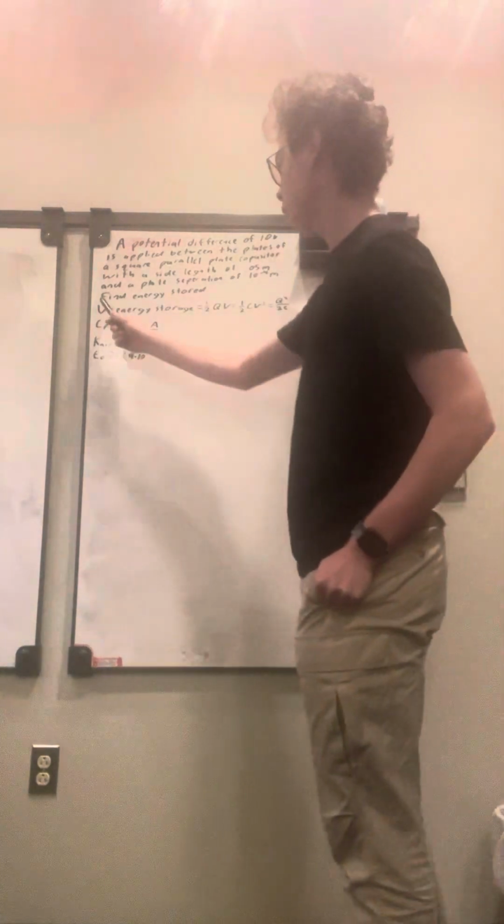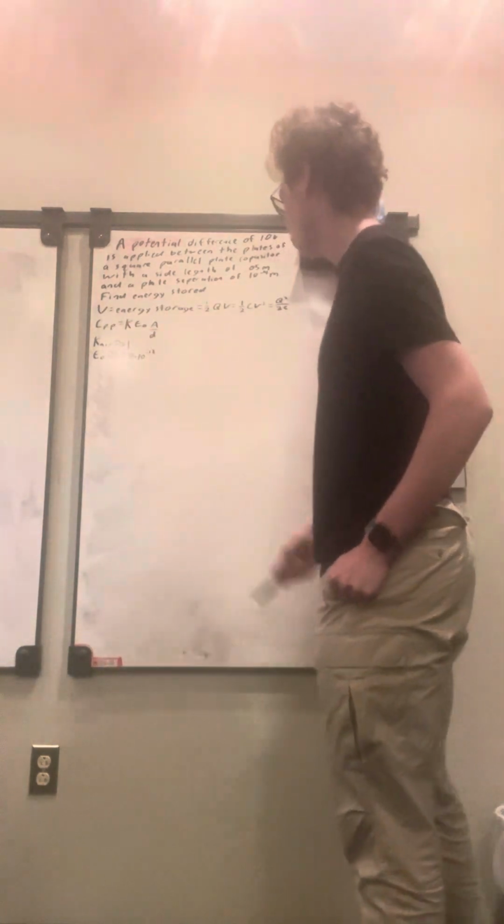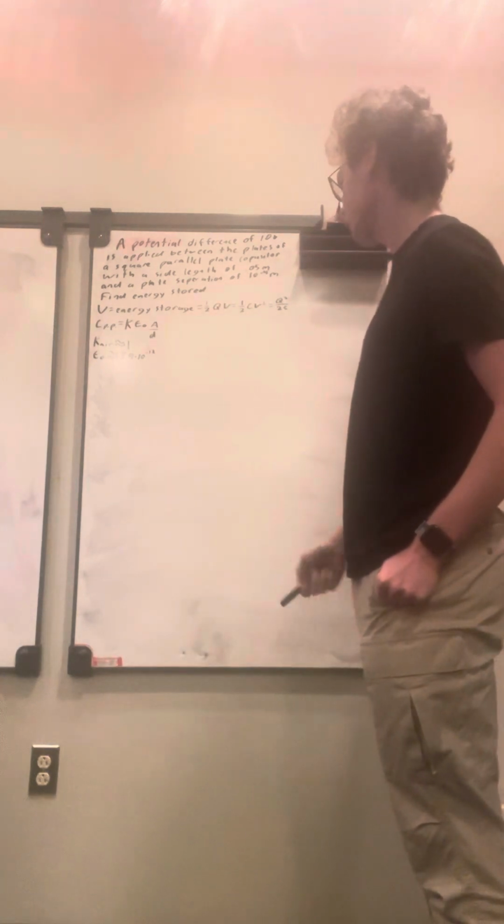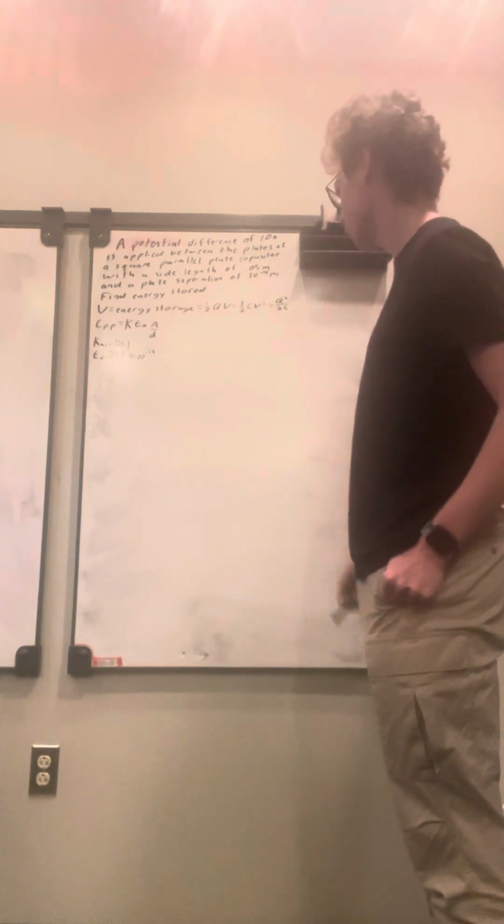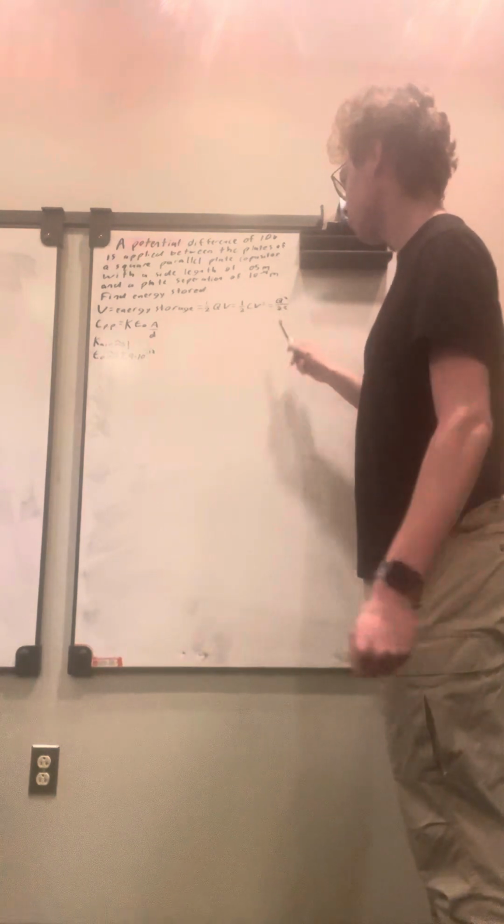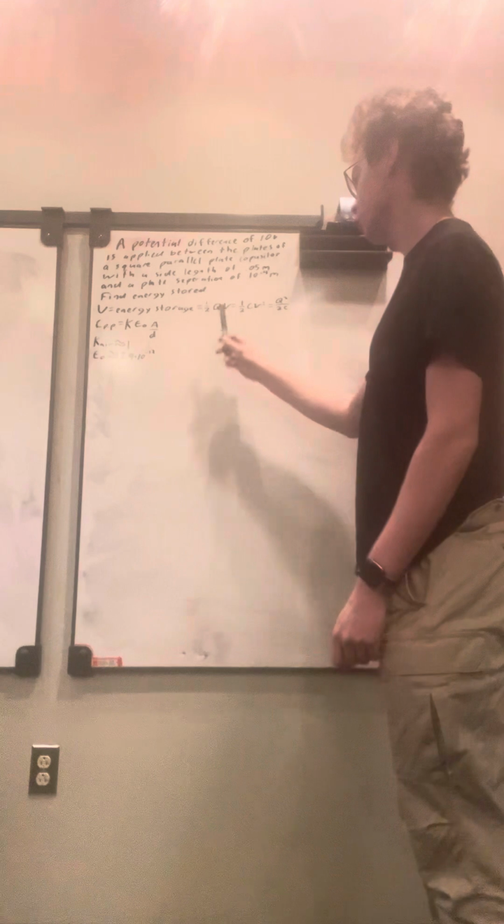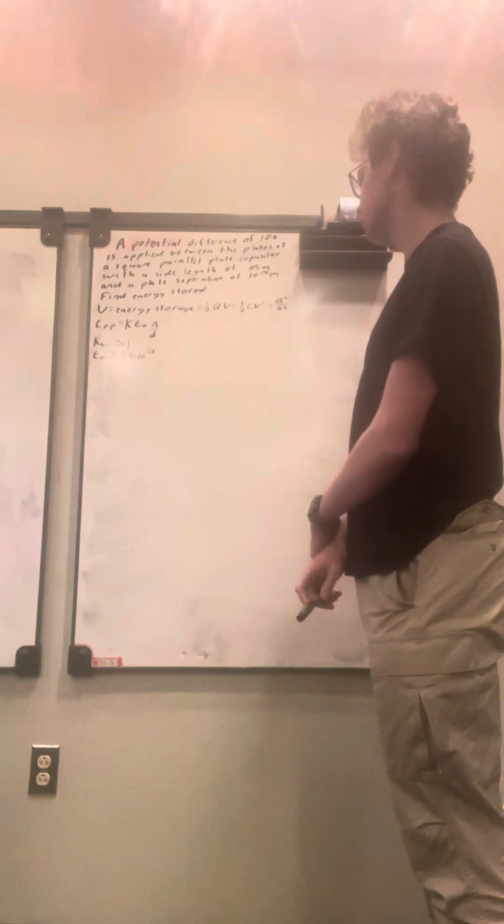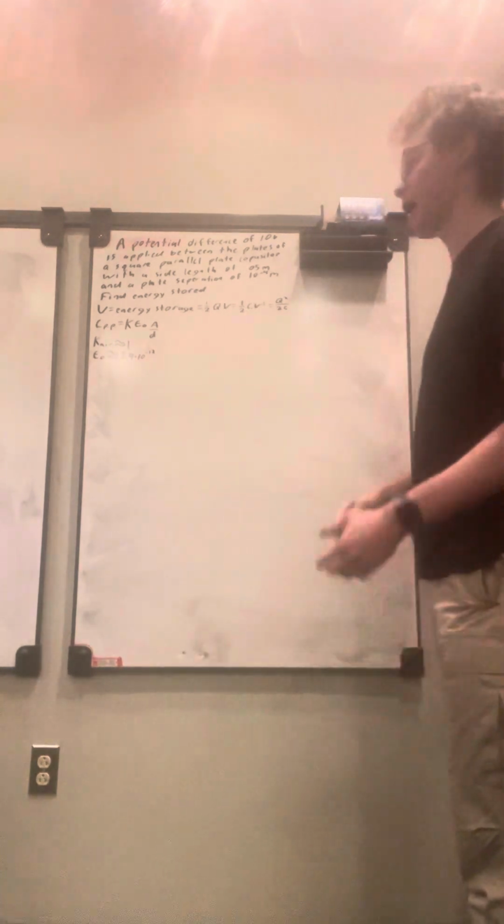First, U is going to equal the energy storage, which is 1/2 QV, which is equal to 1/2 CV squared, which is equal to Q squared divided by 2C, where Q is the total charge, V is the given voltage, and C is capacitance.